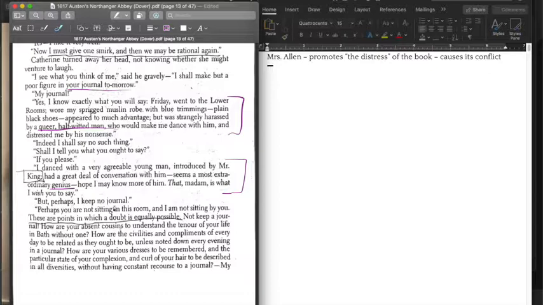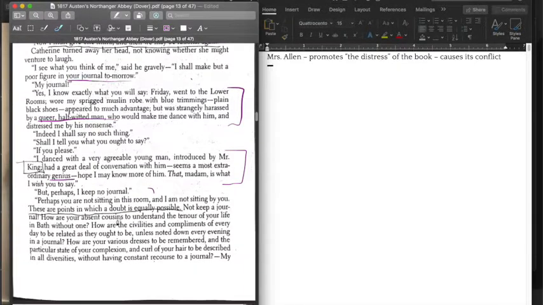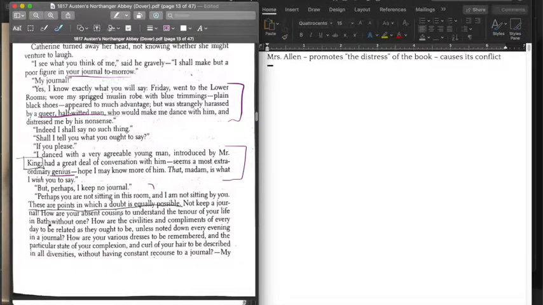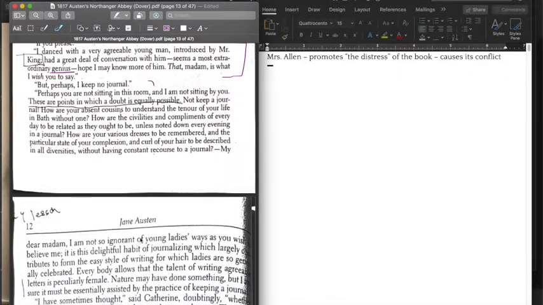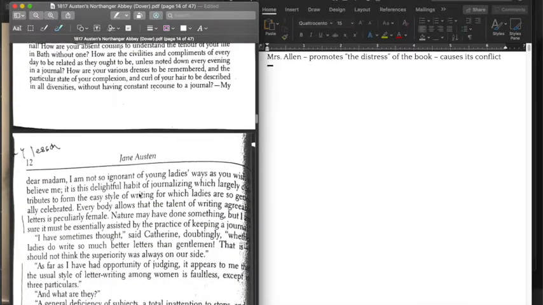But perhaps I keep no journal. Perhaps you are not sitting in this room. Look, they're being flirty. And I am not sitting by you. These are points in which a doubt is equally possible. Not keep a journal. How are your absent cousins to understand the tenor of your life in Bath without one? He's like, of course you keep a journal, etc., etc.